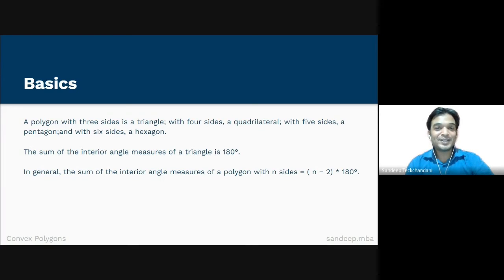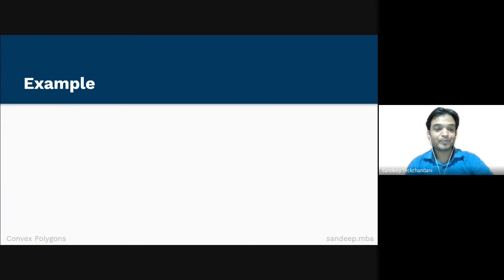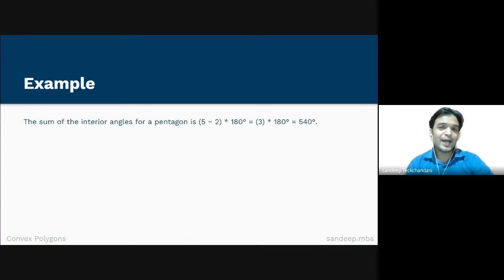Let me illustrate this with the help of an example. The sum of the interior angles for a pentagon is (5 minus 2) times 180 degrees, that is 540 degrees. Please note that a pentagon can be partitioned into three triangles and therefore the sum of the angle measures can be found by adding the sum of the angle measures of three triangles.